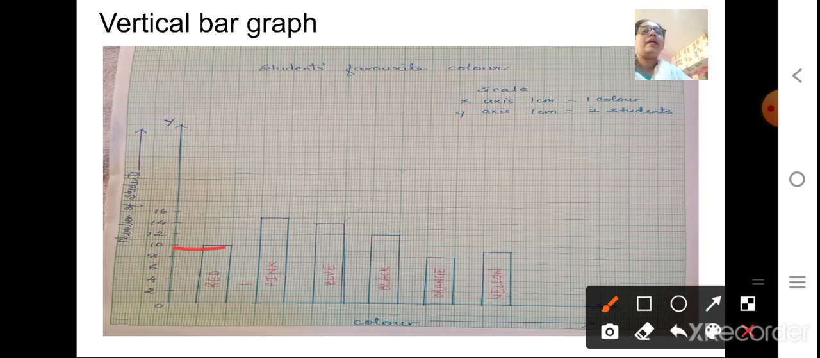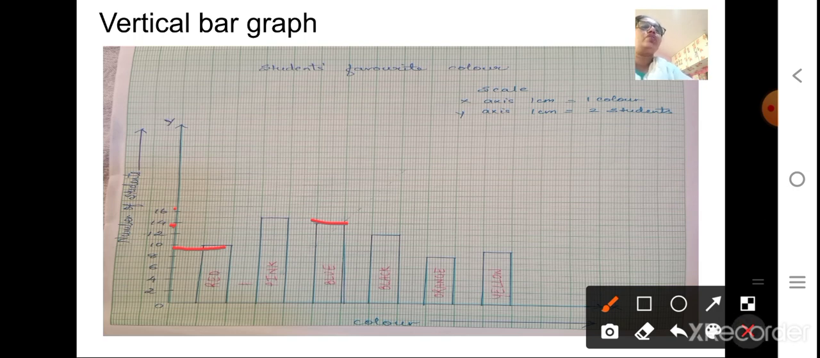Then pink color is liked by 15 students. So 15 will be between 14 and 16, in the middle. Blue color is liked by 14 students, so at this 14 we will make the rectangular bar. Same way, black color is liked by 12 students, orange is liked by 8 students, and yellow is liked by 9 students. So according to the numbers, we have drawn the vertical bar graph.